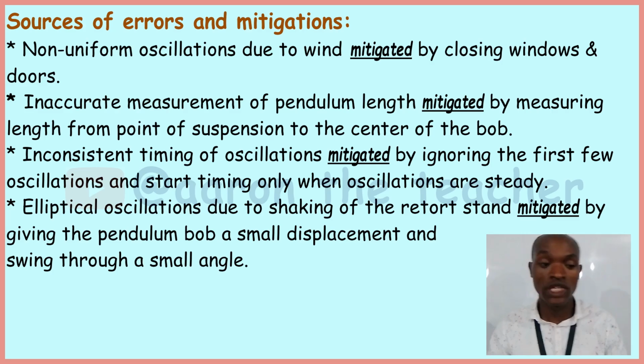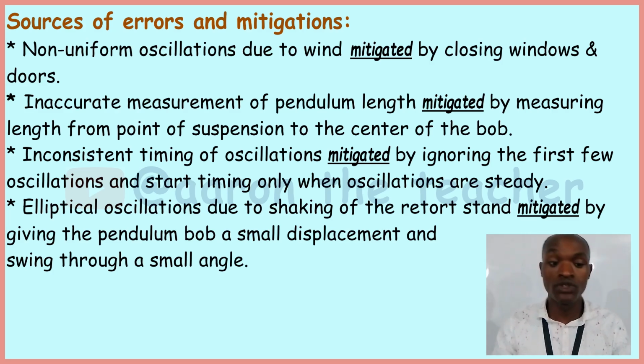Besides that, there's also inaccurate measurement of the pendulum length. As you checked in my video, you realize I measured 20, but perhaps it stretched and maybe it went up to 21. Such inaccuracies introduce errors in our value. So how did you mitigate it? By measuring the length from the point of suspension to the center of the bob.